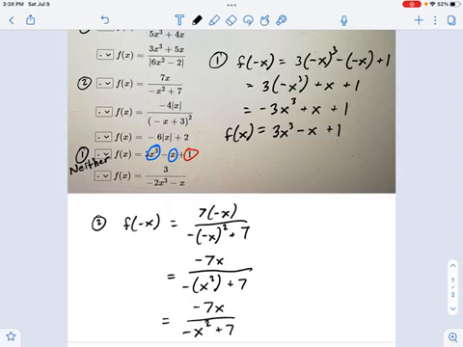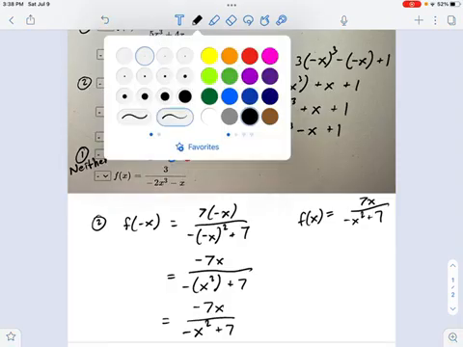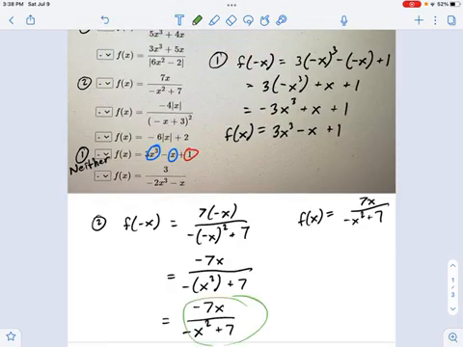Okay? So if you compare what we started with, that's always the most important thing. F of x with no negatives. That was just 7x over x squared plus 7. So, question is, are these two things opposites? When you compare this over here against this one, are they opposites or are they exactly the same? Well, I think they're opposite.